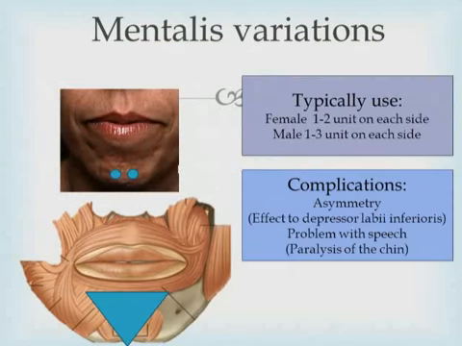Mentalis is a triangular shaped muscle. Typically used 1 to 2 units. For the dimpled chin, we use 1 to 2 units on each side. For male, I may use higher if the patient has more thickness of the muscles. The complication is maybe asymmetry, or the problem is because you paralyze the lower part of the chin.